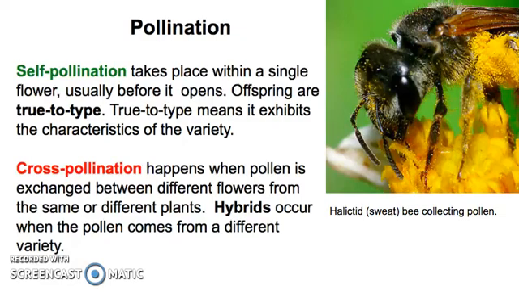Hybrids occur when pollen comes from a different variety. This could be intentional, such as a human trying to create a new variety so they take pollen from one variety to another, or it can be unintentional, or just nature doing its thing, such as this bee bringing pollen from one plant to another.